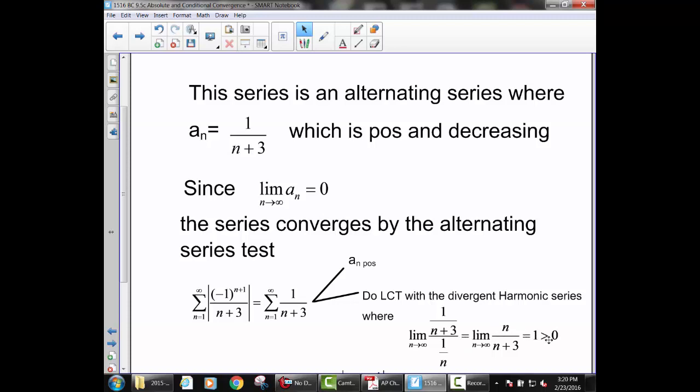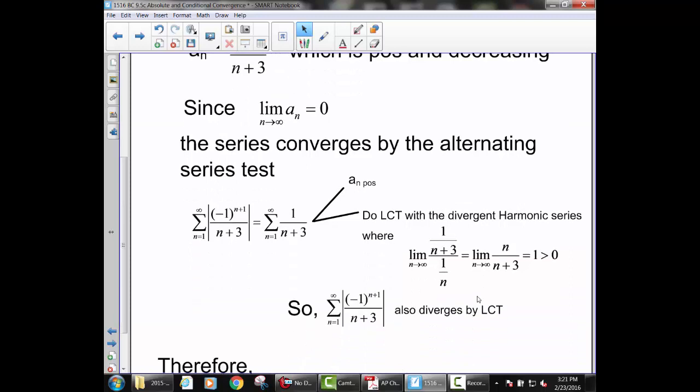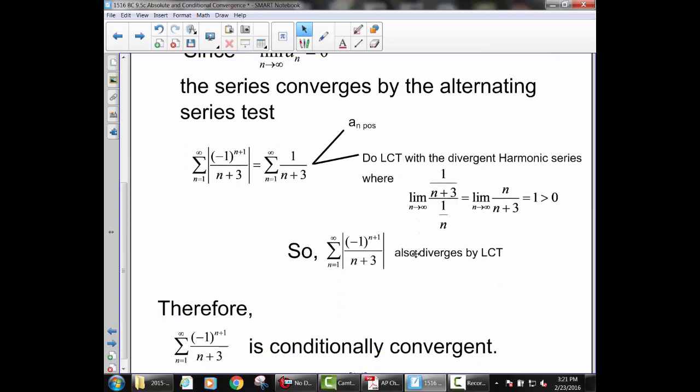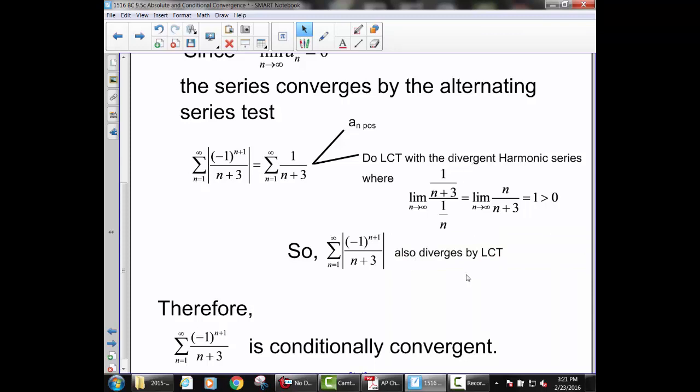Since that's a positive constant, that means that if the one we compared it to diverged, then ours is also divergent. And if the one we compared it to had been convergent, ours would be convergent. But it was divergent. So this particular series diverges. I can say also diverges because this was the divergent harmonic series we compared it to.